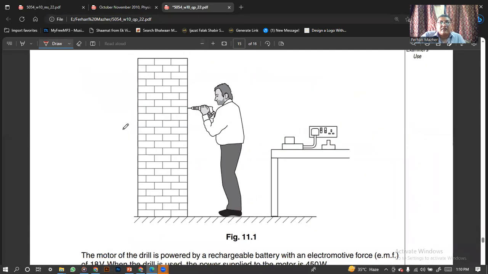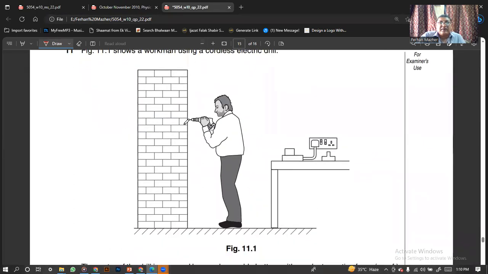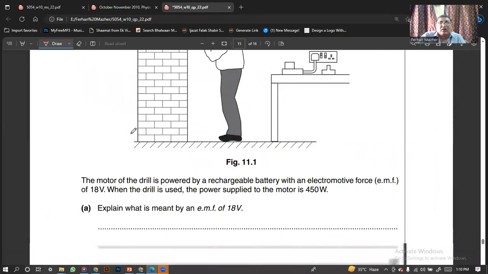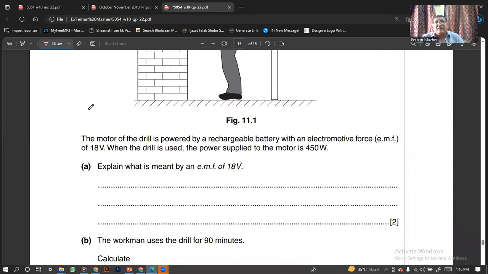And here you see the workman is using an electric drill. It's cordless. The motor of the drill is powered by a rechargeable battery with an electromotive force EMF of 18 volt when the drill is used. The power supplied to the motor is 450 watt. Explain what is meant by an EMF of 18 volt.